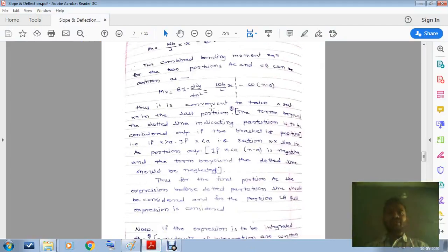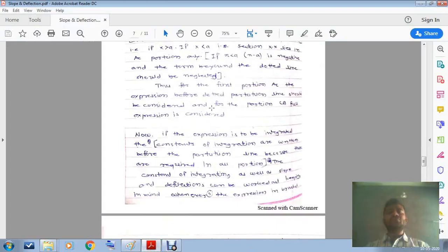This method was proposed by Macaulay, and it is very useful. You will understand it better when we solve some problems related to it. Side by side we will see the moment area method and the conjugate beam method. We will solve one typical problem with all three methods, so you will better understand the difference and how we calculate the slope and the deflection, or how we write the governing equation for the same.